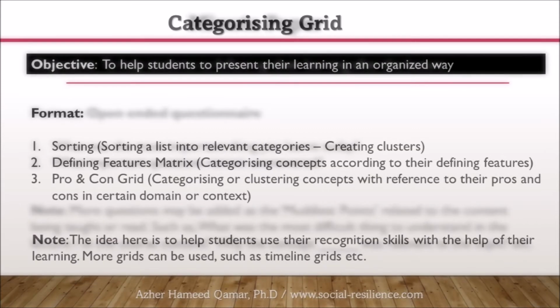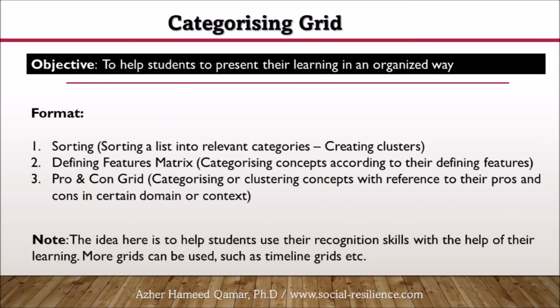Then the categorizing grid. The objective of categorizing grid is to help students to present their learning in an organized way. So it may include the formats, for example, sorting a list into relevant categories, creating cluster of these elements that the student will add in the categories. Another format would be defining feature matrix. It means that categorize concepts according to their defining feature. So student will categorize different concepts, but according to the given defining characteristics.